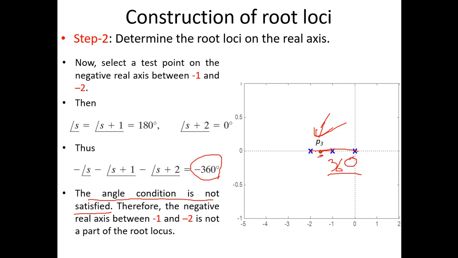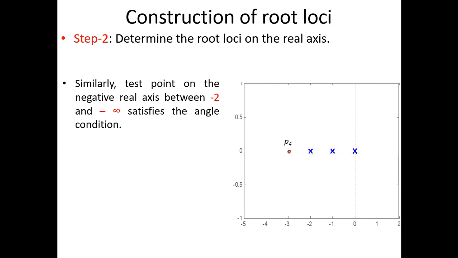Similarly, let's take this point and place it over here at point P4. Sitting at this point P4, all three are at 180. So 180 and 180 make 360, and another 180 makes 540, which is an odd multiple of 180, that is, 3 times 180. So this point P4 is actually on the root locus.